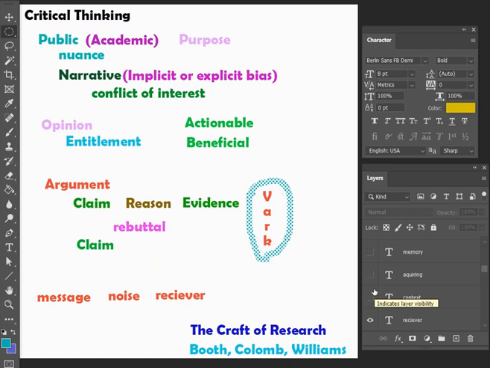Critical thinking is nuanced, and it has a purpose, and it follows an argument pattern of I make a claim, I have reasons for that claim, there's evidence for that claim, and I have to be open to a rebuttal because not everybody will have access to the same information as me. Maybe they have more access. But also, they will have a different way of understanding that evidence. They'll have a different reason, and they may make a different claim.